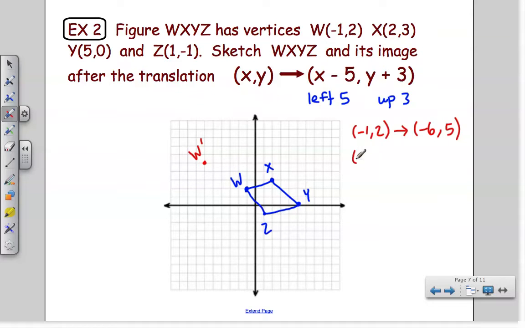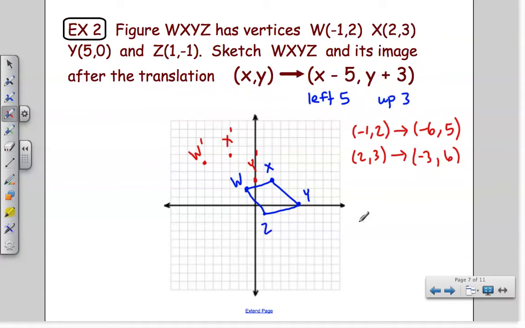Alright, what about X? X was at 2, 3. Let's do this first here. If 2 is my x, and I'm supposed to do 2 minus 5, I get -3. If 3 is my y, I'm supposed to add 3. 3 plus 3 is 6. So my new X should be at -3, 6. -3, up 6. My new X, so X prime. Let's check, did I go left 5, up 3? 1, 2, 3, 4, 5 to the left, up 3. There we go. And again, I could start at Y and just move left 5, up 3. 1, 2, 3, 4, 5, up 3. There's my new Y, Y prime.